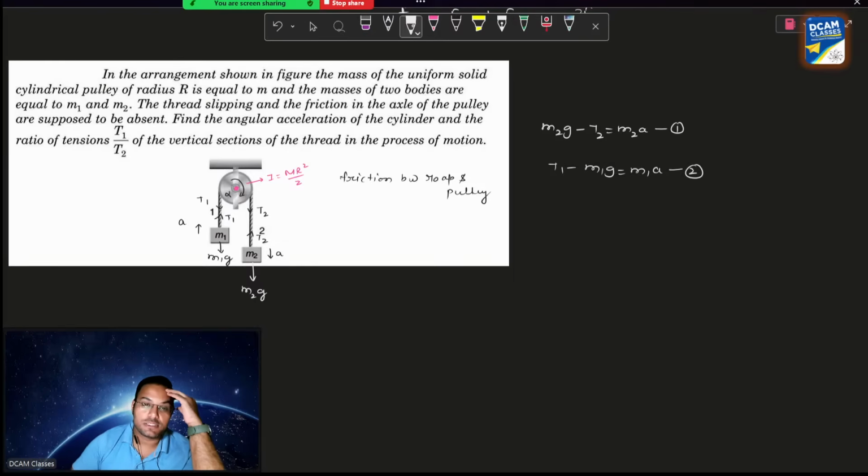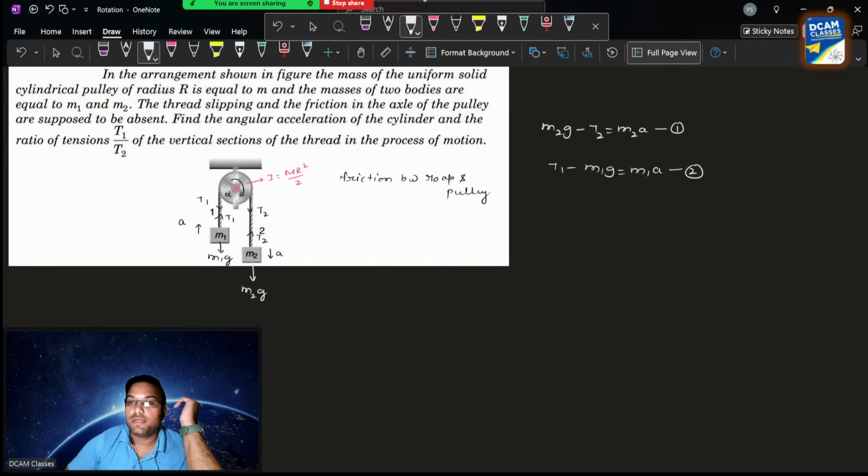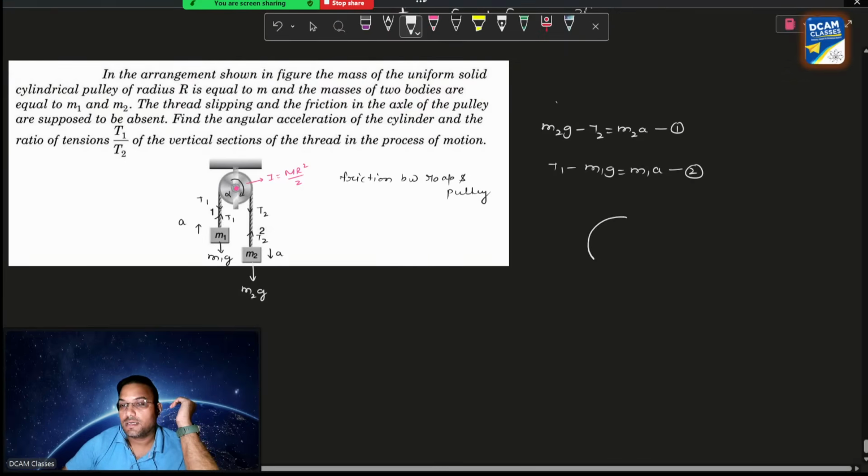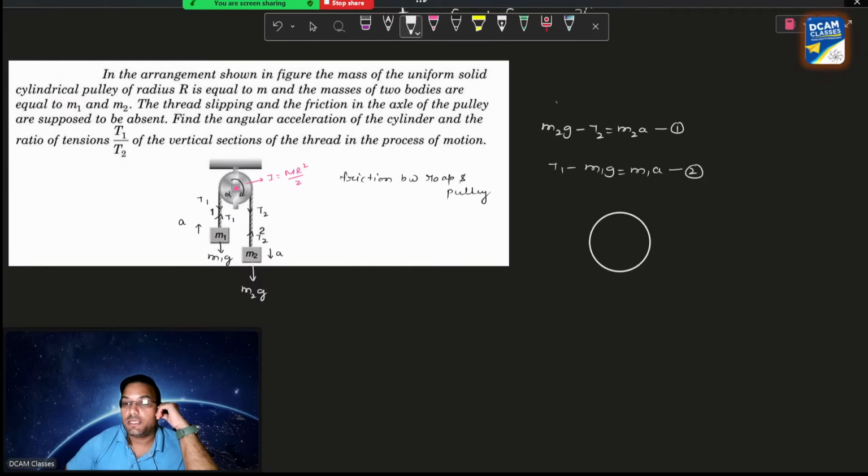Now coming to this pulley. Okay, very important. See, this is important. When we talk about a pulley, this pulley has a tension T1 on this side, tension T2 on this side. It has a radius, it's rotating also. So I'll make an equation, taking torque about the center: T2 into R minus T1 into R is equal to its moment of inertia into alpha.